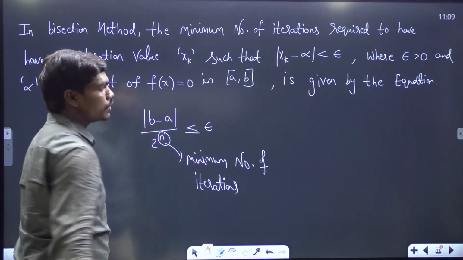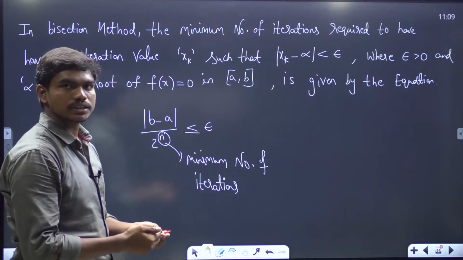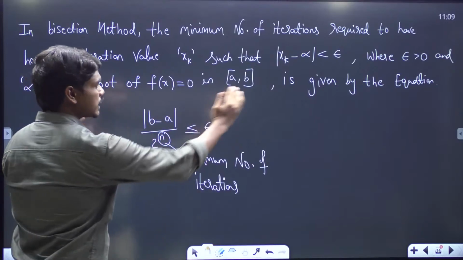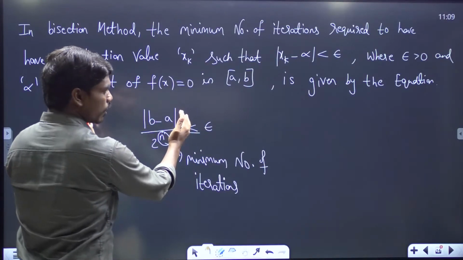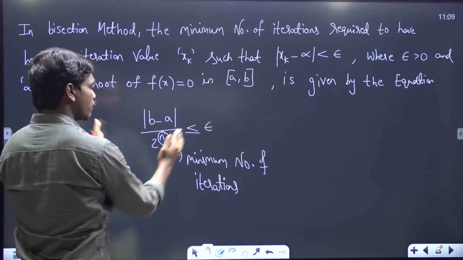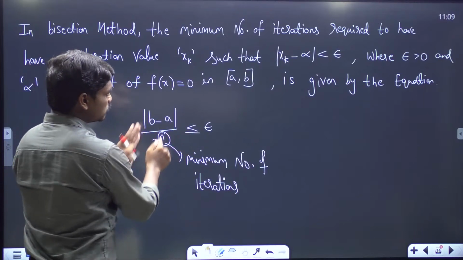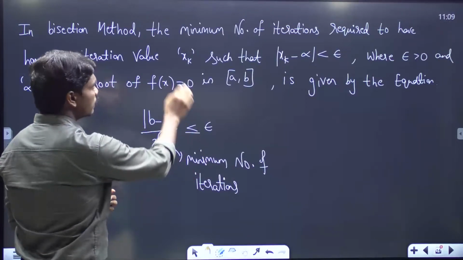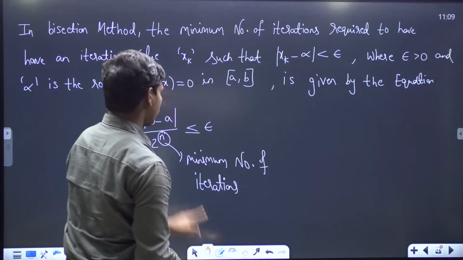This is given because, if you apply the first iteration, then what happens? This interval a comma b gets reduced to half. If you want the second iteration, then this is reduced again to 1/4 of the given actual interval. So finally, the interval gets reduced by 2 power n times when you perform k iterations, or else you can write maybe k here.